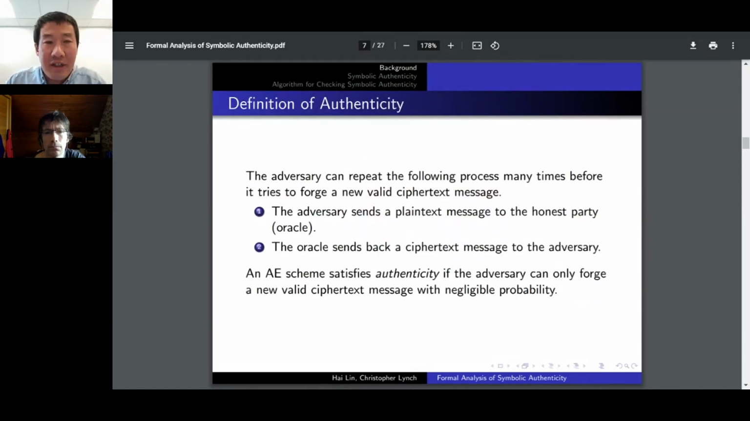So here's the definition of authenticity. Essentially, authenticity says that the adversary cannot forge any new valid ciphertext message, but the adversary can get some help by interacting with the oracle or the honest party. So the adversary can send a plaintext message to the oracle, and then the oracle can respond by sending back a valid ciphertext message. And this process can be repeated many times before the adversary tries to forge a new valid ciphertext message.